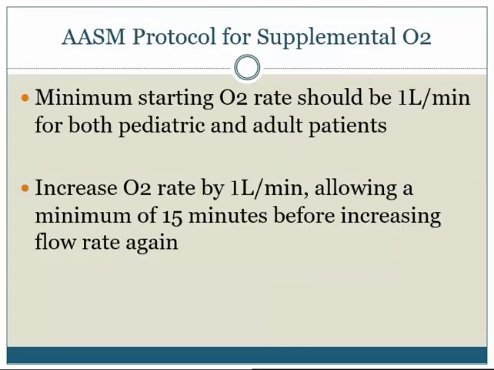The minimum starting oxygen flow rate should be 1 liter per minute. That's regardless of whether you're dealing with an adult or a pediatric patient. And when we are titrating oxygen, you're going to increase in increments of 1 liter per minute. So no half a liter, quarter liter, none of that. 1 to 2 to 3.